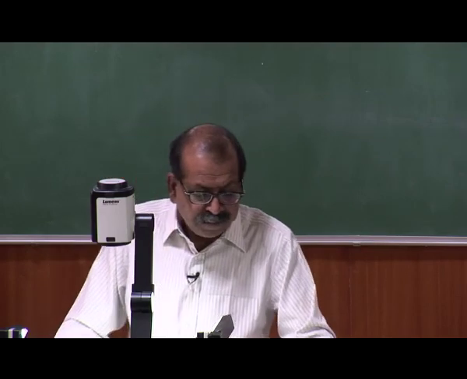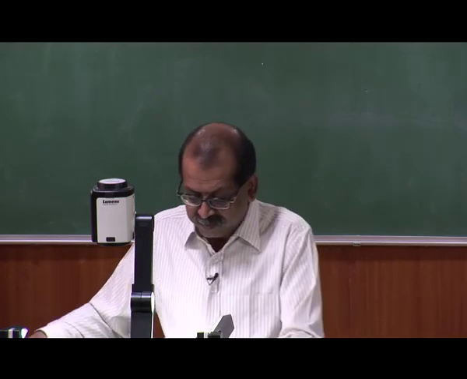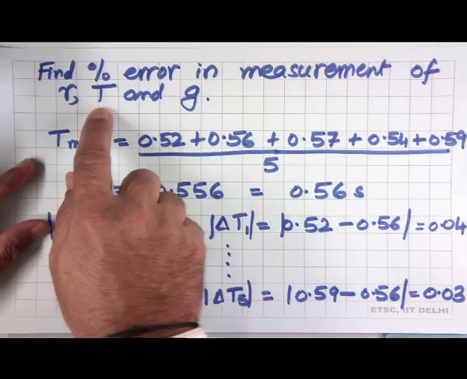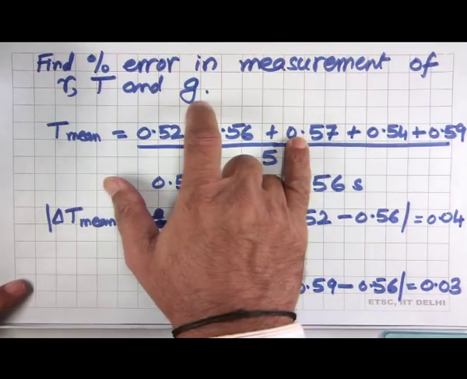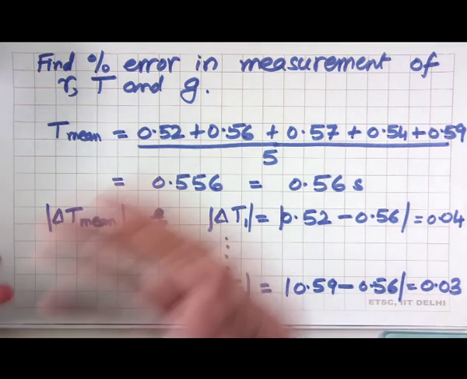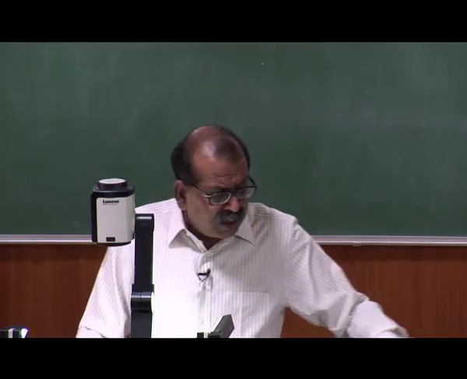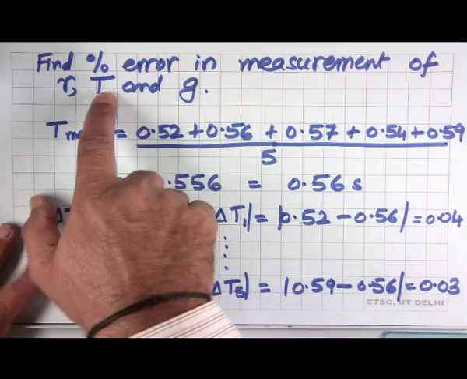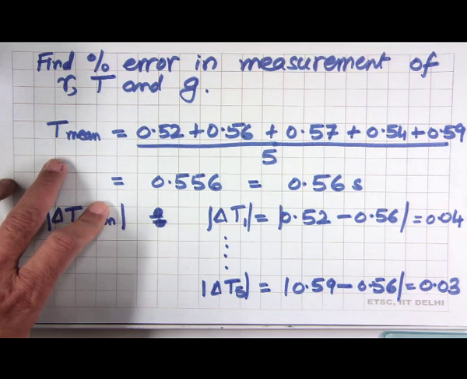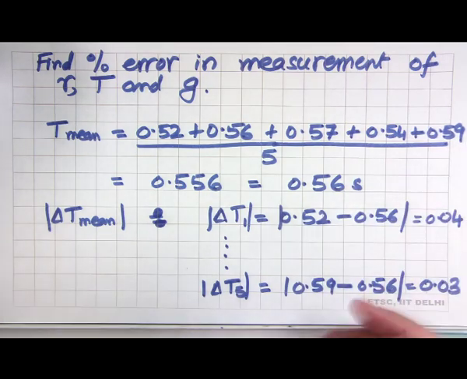So, given all this data, we have to find the percentage error in the measurement of small r, t and g. Basically, we have to find the percentage error in g, but we will need r and t. So, therefore, we look at all these quantities also. The value of t is given to us as repeated experiments. So, we calculate the mean value of the time period, and we add up all the 5 given data, divide that by 5.